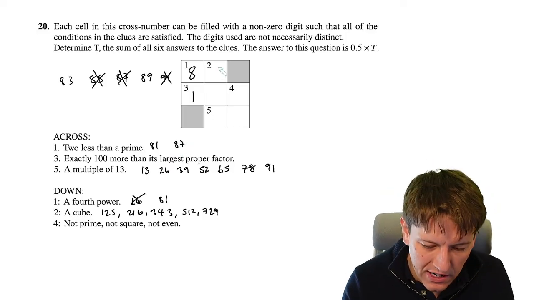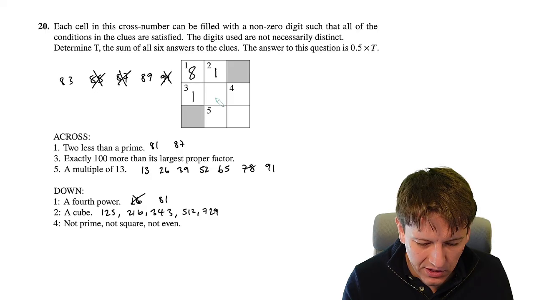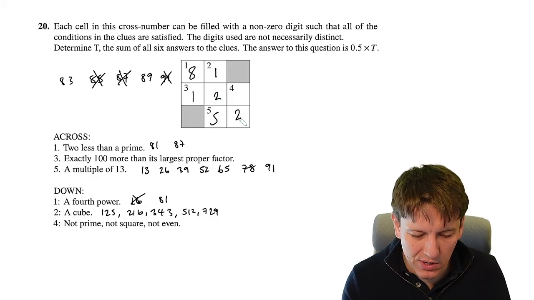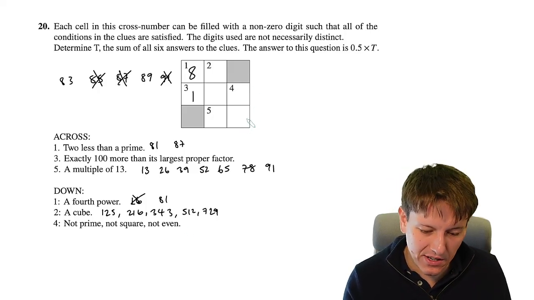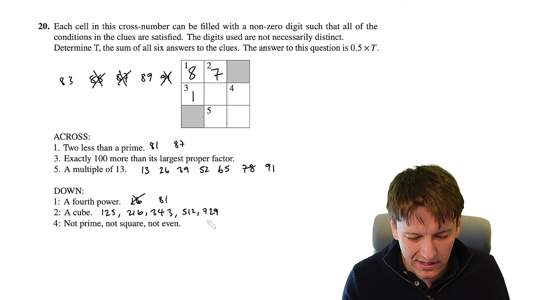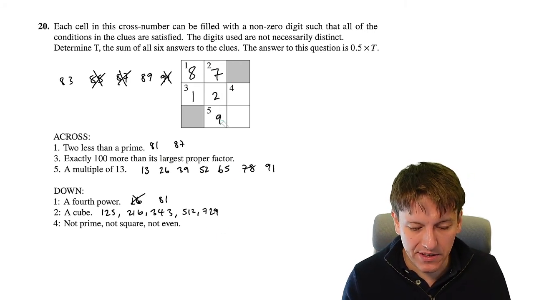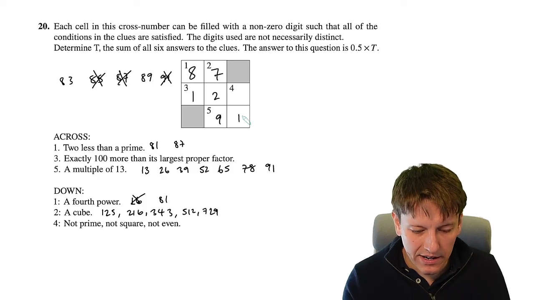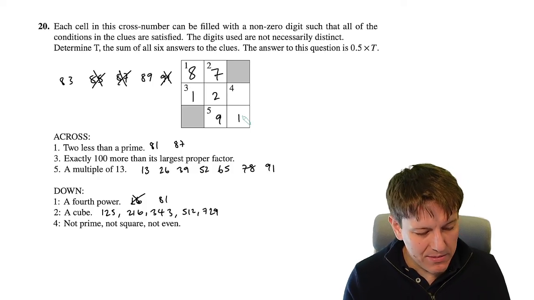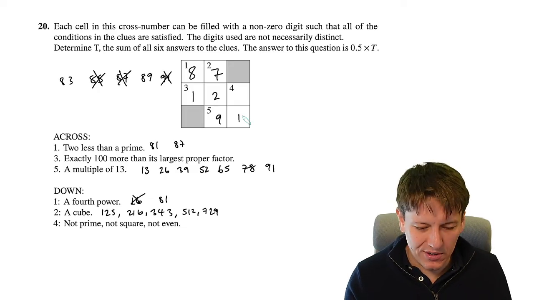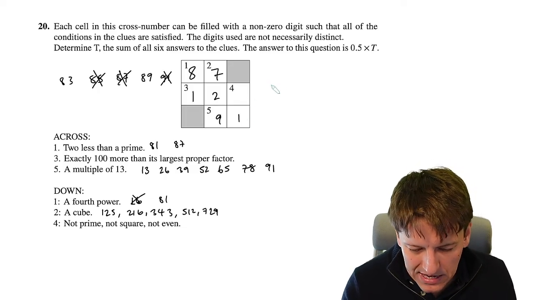Now if I follow this through, let's imagine it was 81, then the cube number would be 125, the multiple of 13 would be 52, but now 4 down has to be not even, so it would actually be even here. So I can't do 81, actually I have to do 87, and then my cube number can be 729, my multiple of 13 can be 91, and now I need not prime, not square, and not even for this one. So what could it be?